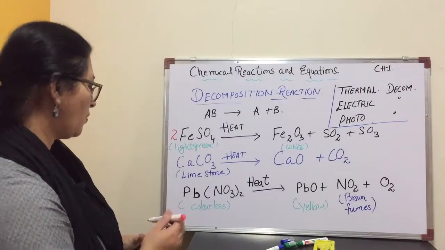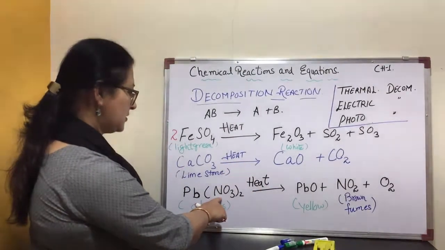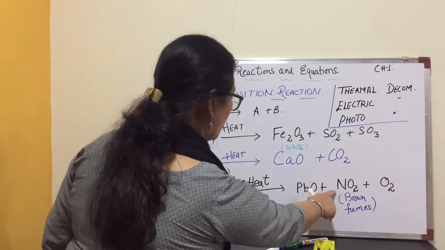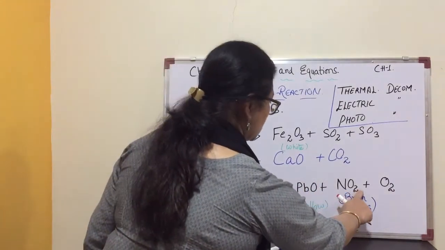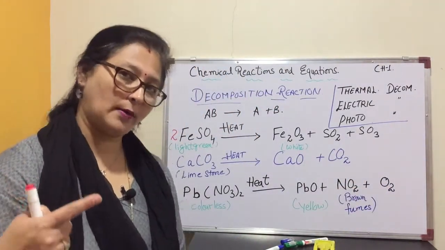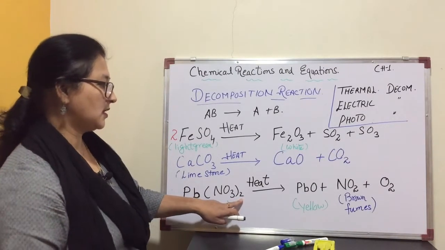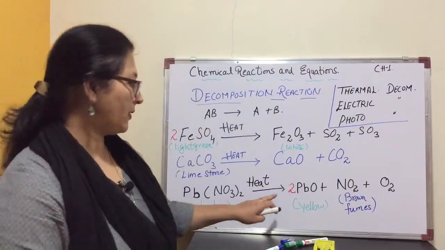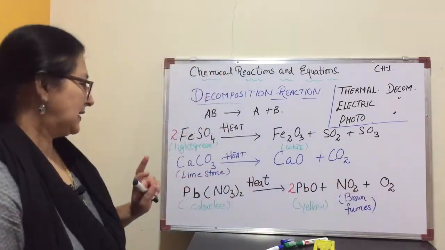Lead over here 1 and 1, fine. And what about nitrogen? Nitrogen is 2 here, whereas nitrogen is 1 over here. Oxygen is 3 into 2, 6, whereas oxygen is 2 into 4. So let's start with the oxygen because oxygen has more atoms. We see here 3 into 2, 6 oxygen atoms. Over here 5, so I will write 2 over here, right? On the product side, now it is 2 plus 2, 4 plus 2, 6, clear?